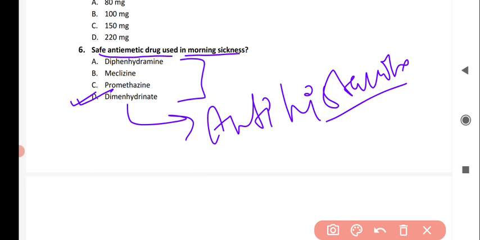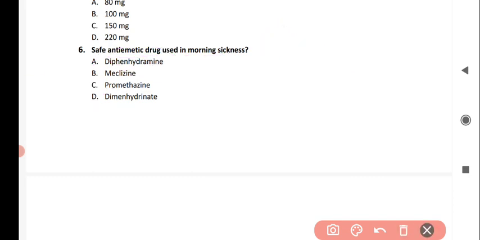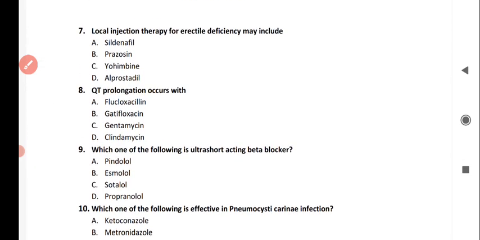If I talk about diphenhydramine, it is simply used to relieve red eyes or irritated, itchy and watery eyes, and is also used in the common cold. Then we can move to the next question.